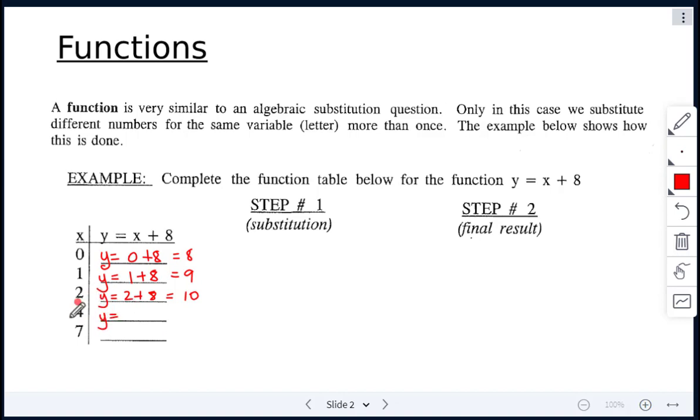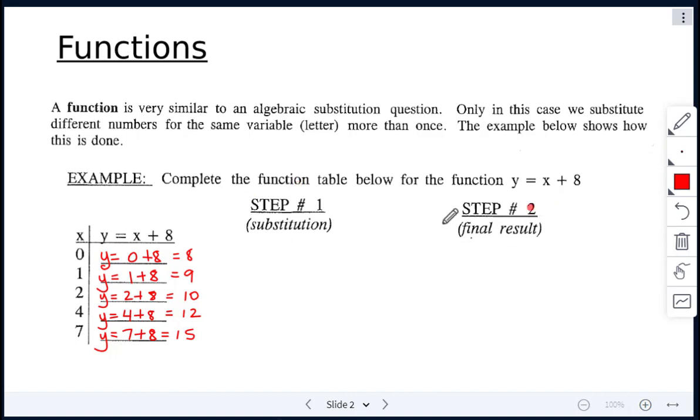And just continue here. Keep in mind the next value is not 3, it's been given as 4. So we would put 4 plus 8, which is 12. And the last value we're given here is 7. So 7 plus 8, which is 15. All right, so that was our first step, which is substitution.